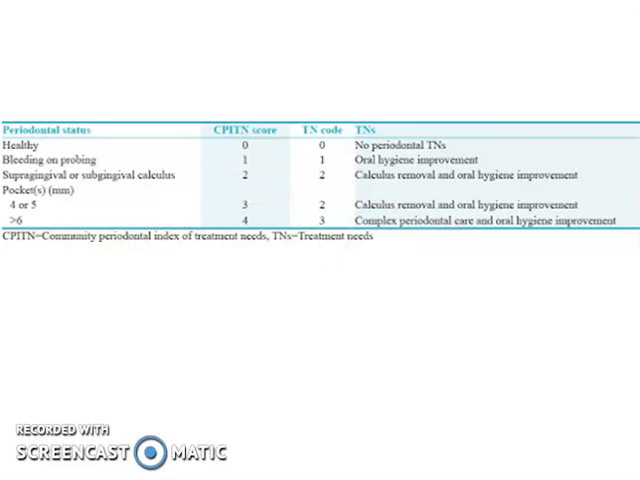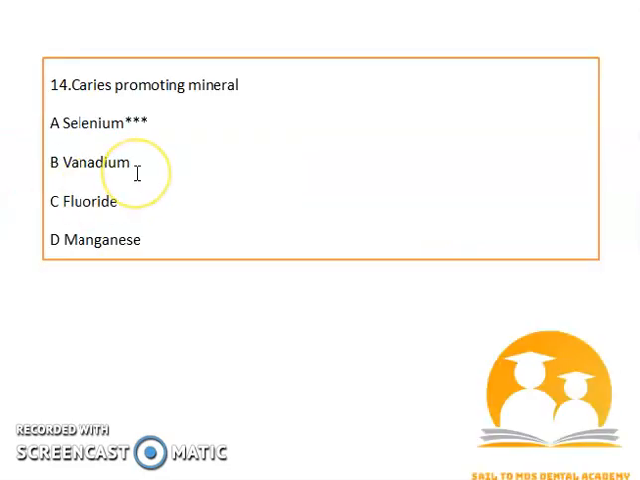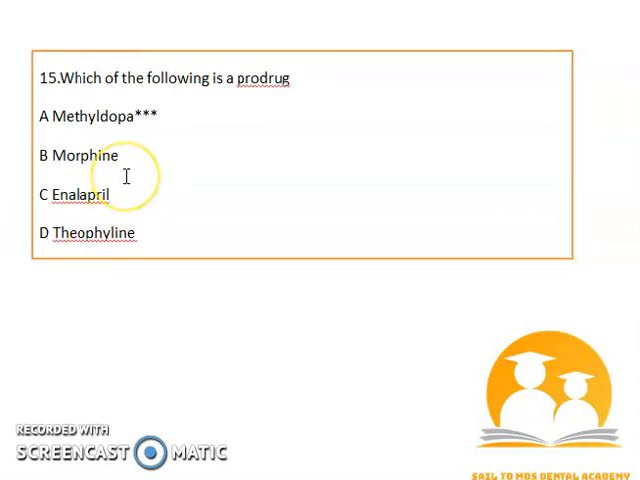Then aspirants, which is a caries promoting mineral? It is selenium, which is a caries promoting mineral. Then which of the following is a prodrug? Methyldopa is the best example for a prodrug.